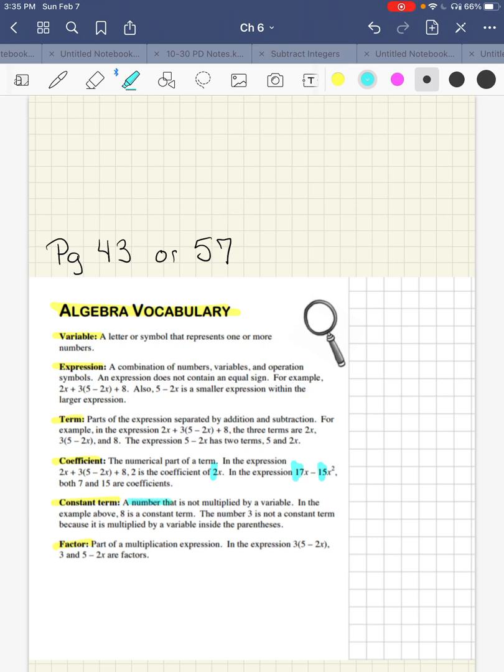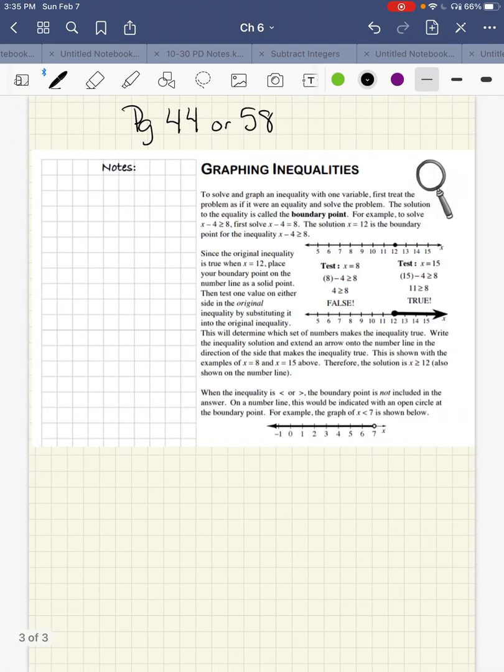Constant term is the number that is not being multiplied, like not the coefficient. If you had x plus 3, the 3 would be a constant because it's not with a variable. And factor, well, factors are the numbers we multiply together to equal other things. So you can see the example here they're using with distributive property, 3 times 5 minus 2x. 3 and 5 minus 2x are factors because those are the things that are being multiplied together. That's it. If you need more time to highlight and mark this down, pause. Otherwise, I'm going to move on to the next page, which is page 44 or 58.